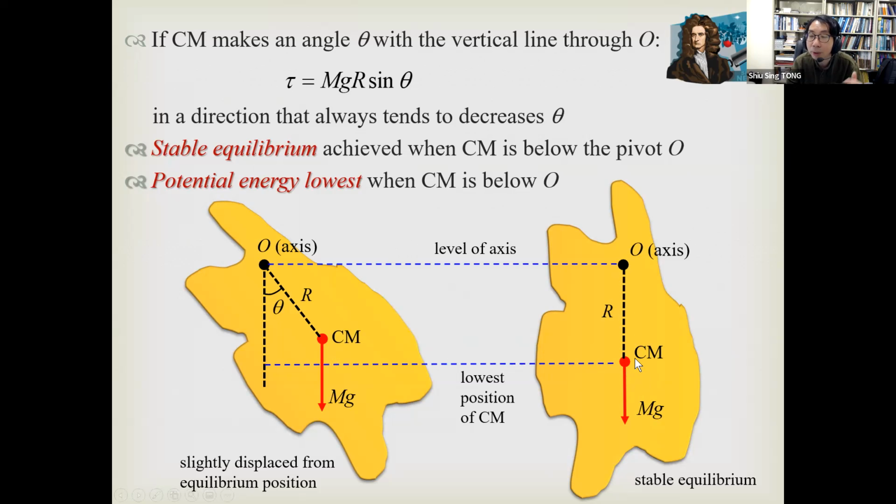When we learn about stable equilibrium, we learn that when the potential energy reaches a minimum, the equilibrium will be stable, right? That is exactly this case. At the lowest position of the center of mass, the potential energy is the lowest. So that is a stable point for the equilibrium.